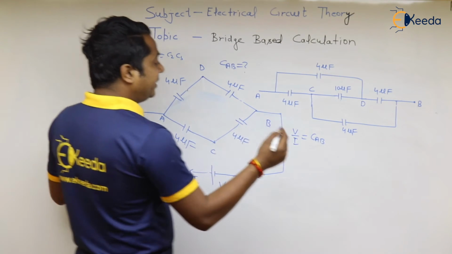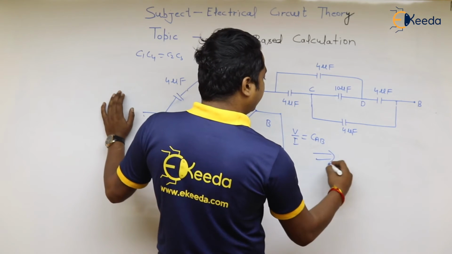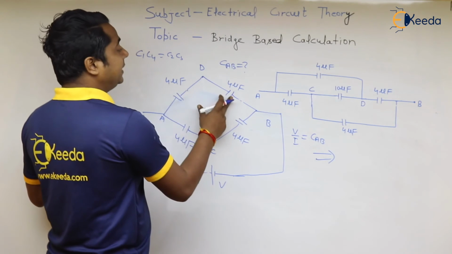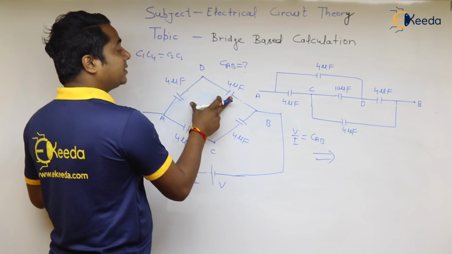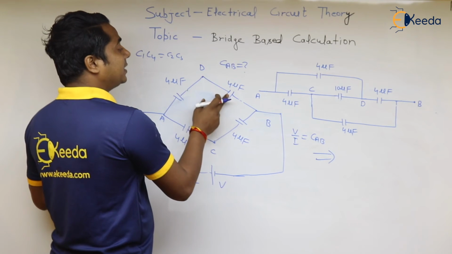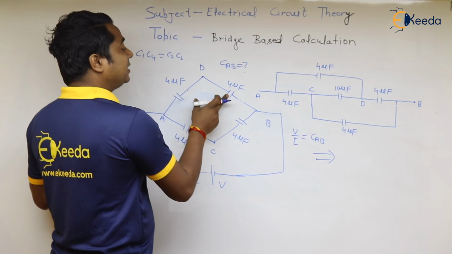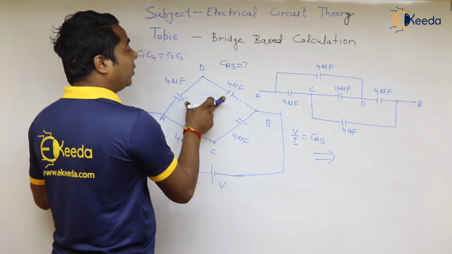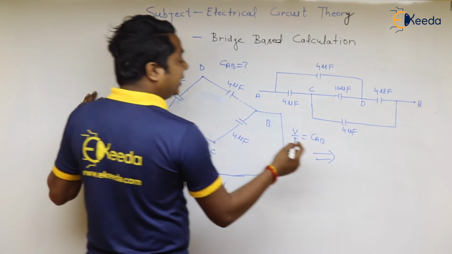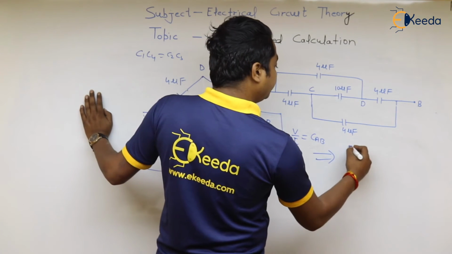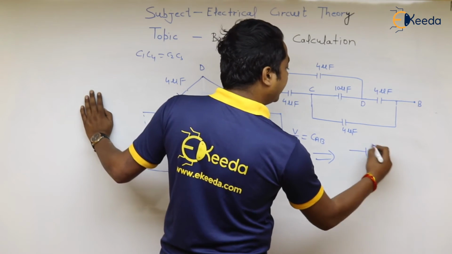So we can minimize this circuit. 4 and 4 are in series, so we will apply C1 C2 upon C1 plus C2. If it were a resistor, it would be 8 ohm, but this is a capacitor, so 4 microfarad and 4 microfarad in series will be equal to half, 2 microfarad.